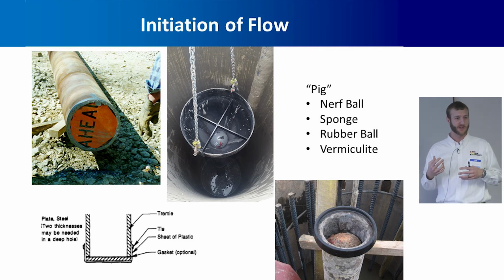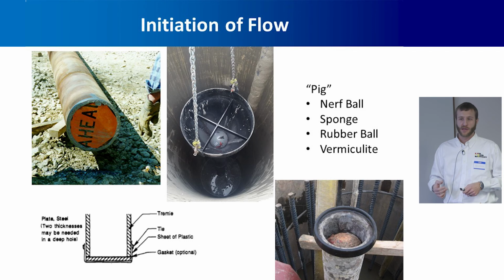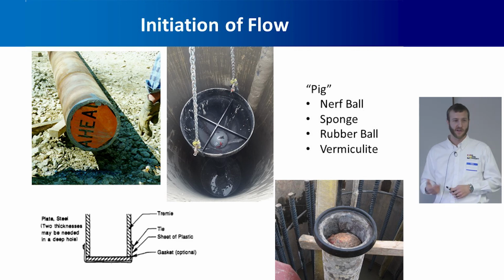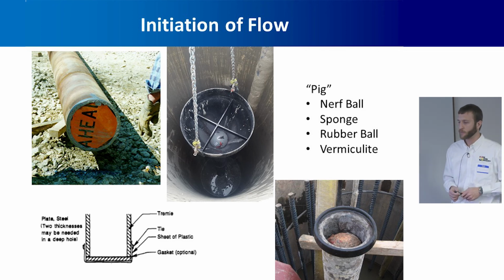When we establish the flow of concrete in the trimmie, it's critical that we don't have that first bit of concrete mixing with the fluid in the hole. So we need some method of separating the fluid and the concrete. We can either do that with a plate on the bottom of the trimmie that breaks away when we start placing concrete, or we can use some kind of a pig, which is just a separator that flows down in front of the concrete and separates the concrete from the water. So here's a Nerf ball. This picture is from Hastings.